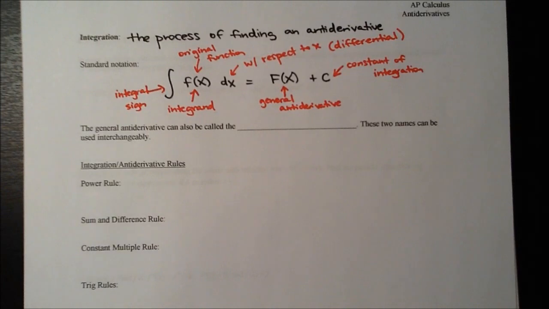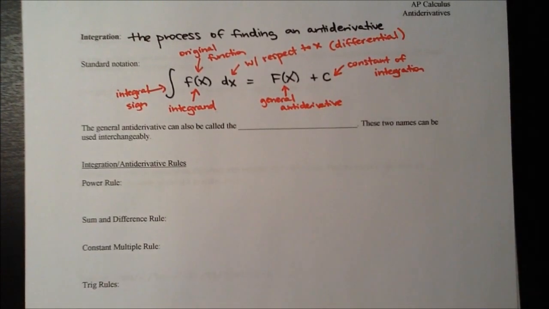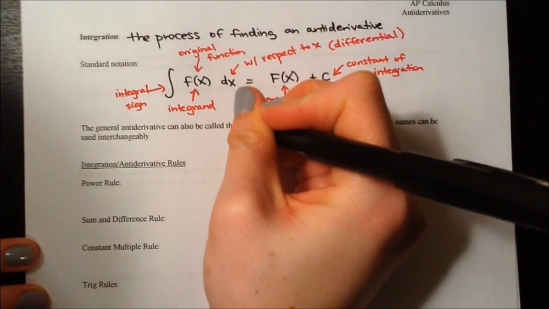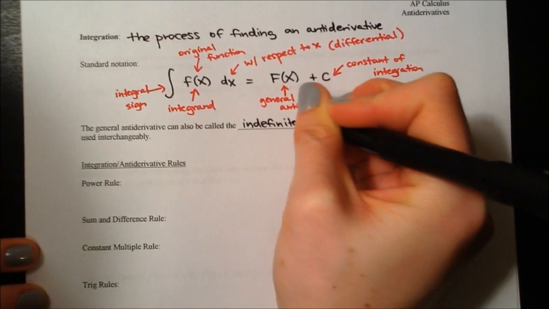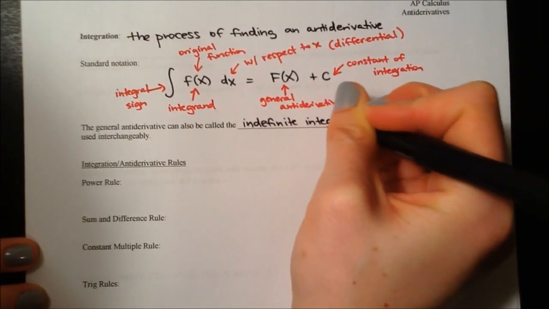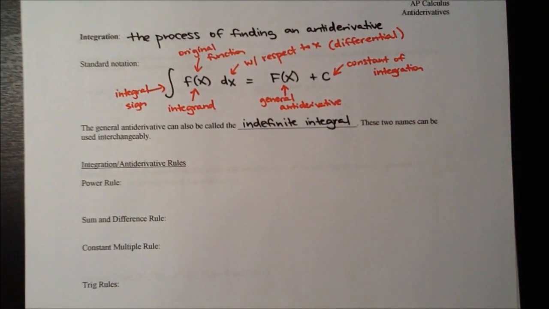All right. The general antiderivative, that's the right-hand side up here. We will also call it the indefinite integral. Okay, the indefinite integral. So I will say one or the other. I will use them interchangeably. You should get comfortable with using them interchangeably because that's what the AP test will do as well.